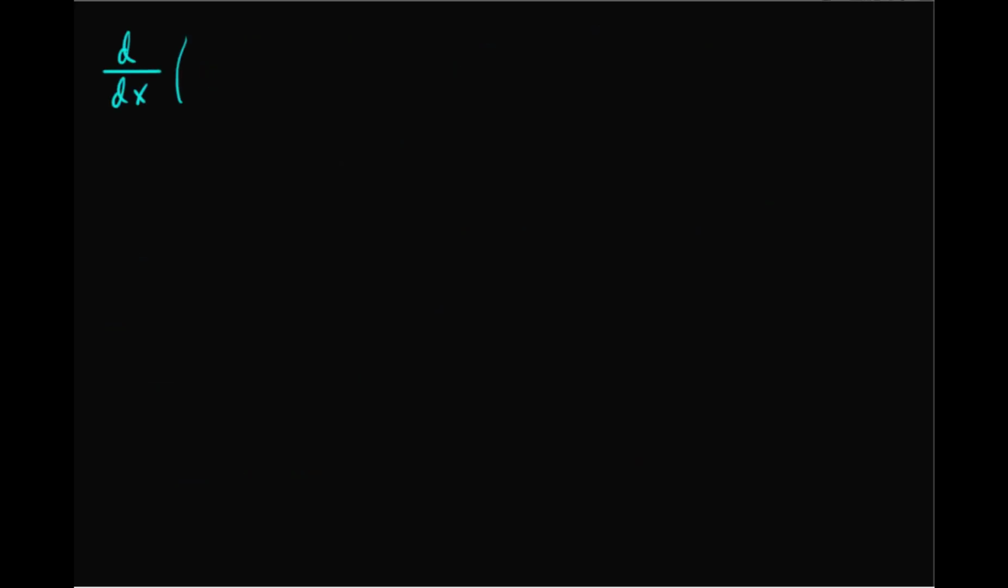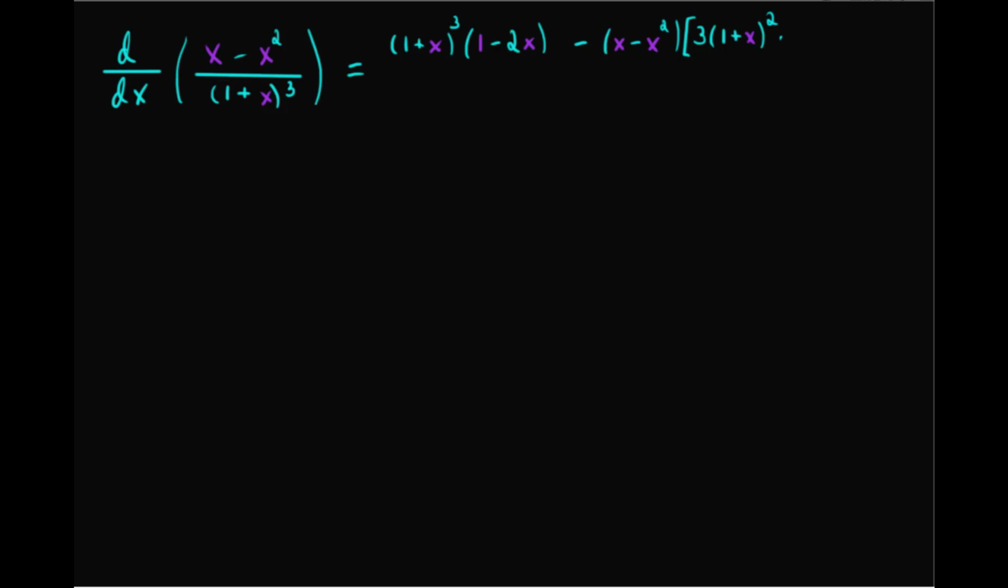So we want to find d/dx of the function (x - x²)/(1 + x)³. So applying the quotient rule, this derivative will equal the denominator of the function, (1 + x)³, times the derivative of the numerator, so times (1 - 2x), minus the numerator, (x - x²), times the derivative of the denominator, so times 3 times (1 + x)² times 1, all over the denominator squared, so all over the expression ((1 + x)³)².